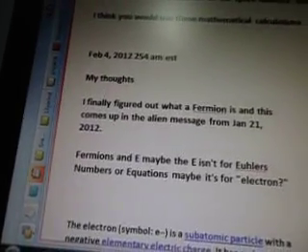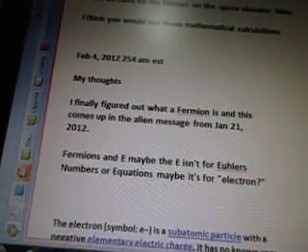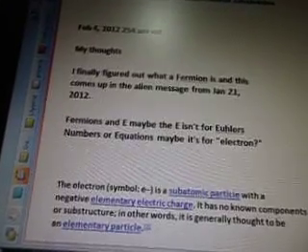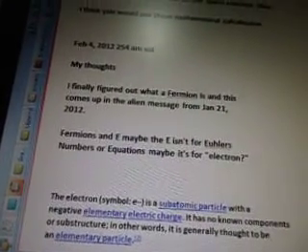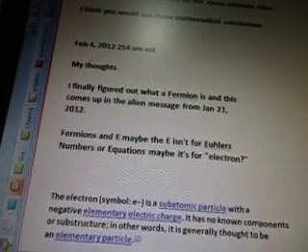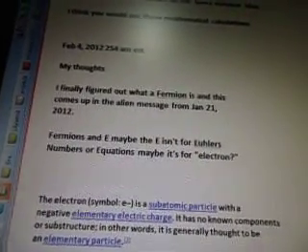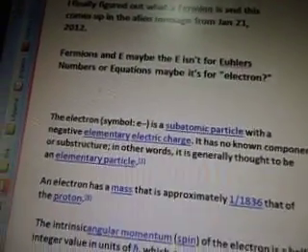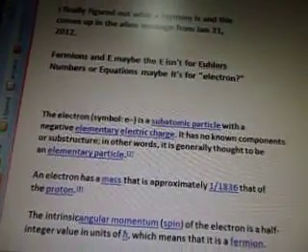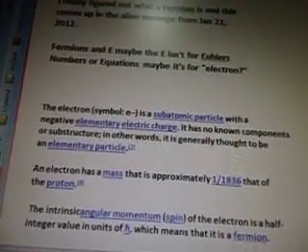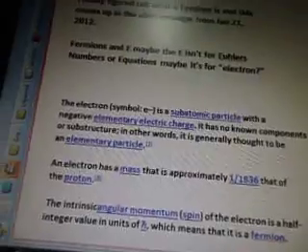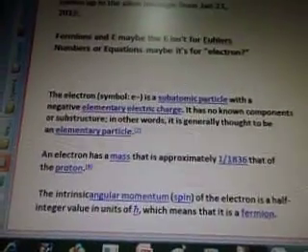I finally figured out what a fermion is, and this comes up in the alien message from January 21st, 2012. Fermions and E, maybe the E isn't for Euler's numbers or equations, maybe it's for electron. The electron, symbol E, is a subatomic particle with a negative elementary electric charge. It has no known components or substructure. In other words, it is generally thought to be an elementary particle.